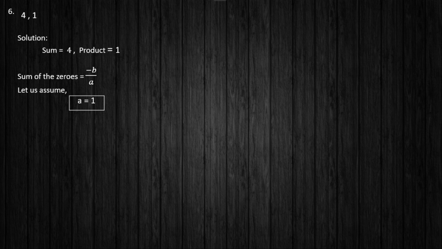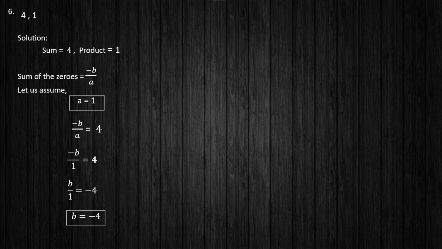Next, we need to equate the sum formula, that is minus b by a, to the value of the sum which is given. That is minus b by a is equal to 4. Next, we need to substitute the value 1 to a. So minus b by 1 is equal to 4. After cross multiplying, we get b by 1 is equal to minus 4, where the minus shifts to the right hand side, and b will become minus 4.